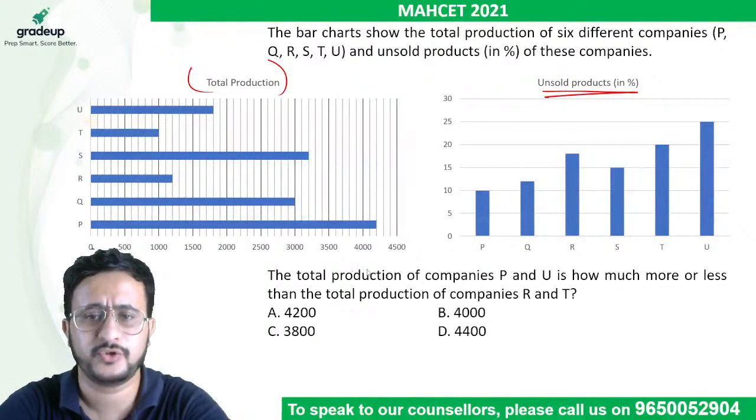Okay, so the question is, the total production of P and U is how much more or less than the total production of companies R and T? Very easy, you just have to read the left graph and answer.